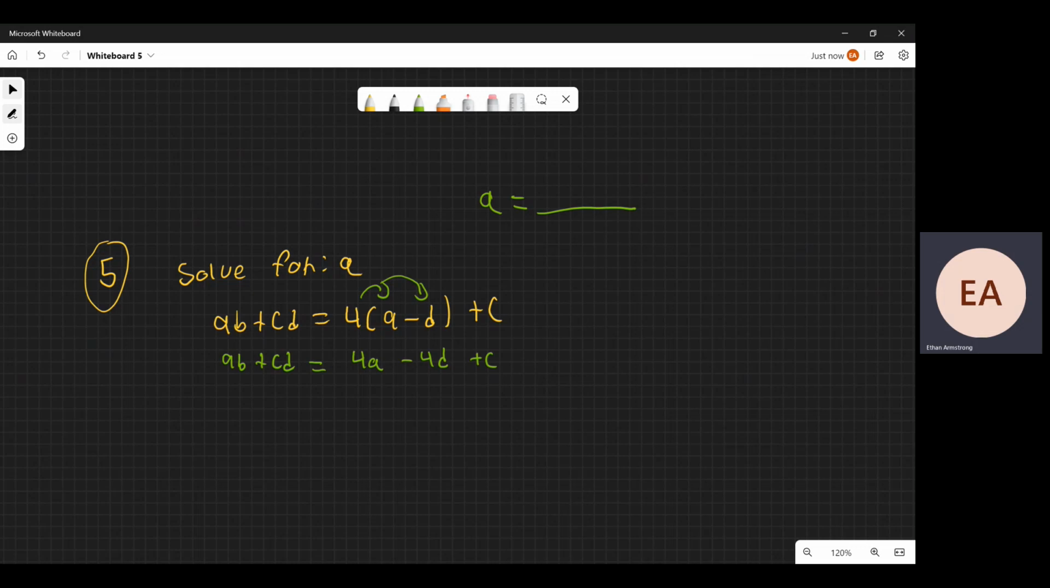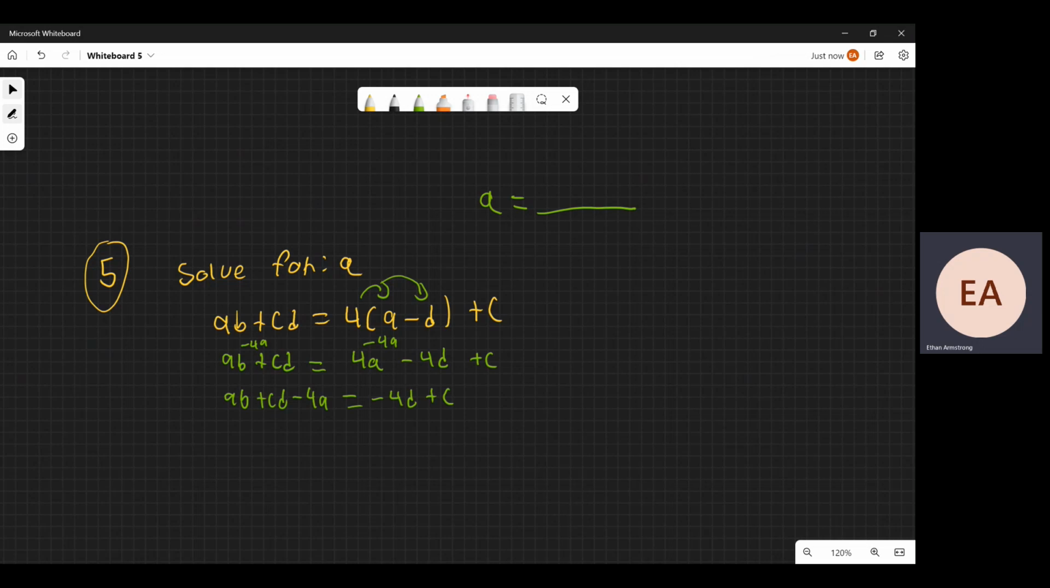And now we have to decide what side we want all of our A's on and where we want the rest of the stuff. So I think I'm going to move the A's to the left again. So subtract 4A from each side. So now we have AB plus CD minus 4A equals negative 4D plus C.